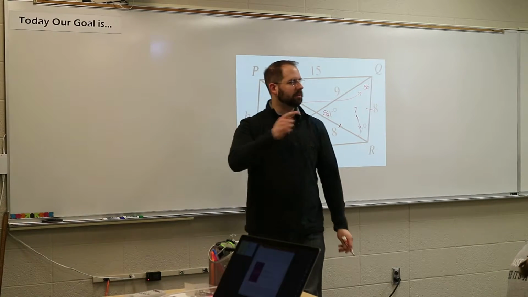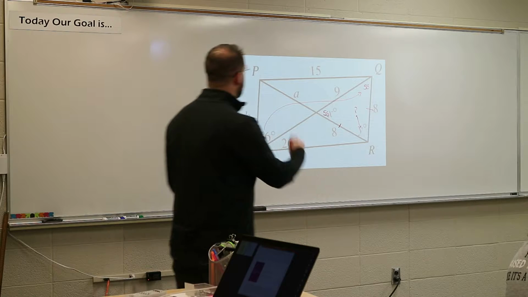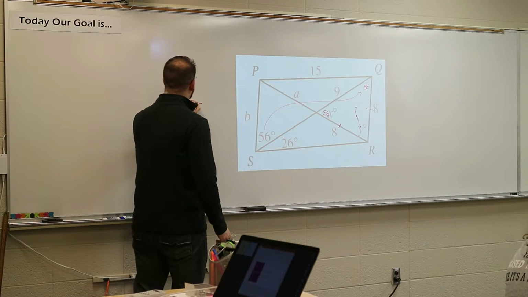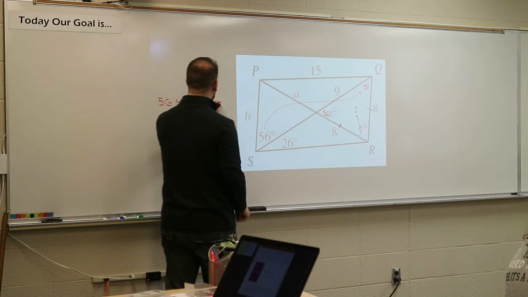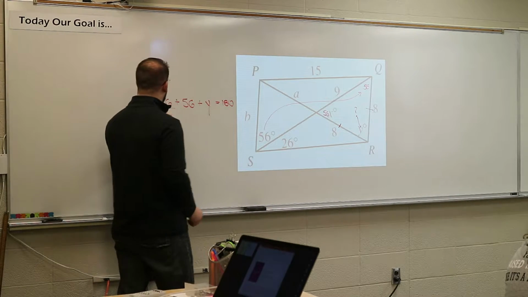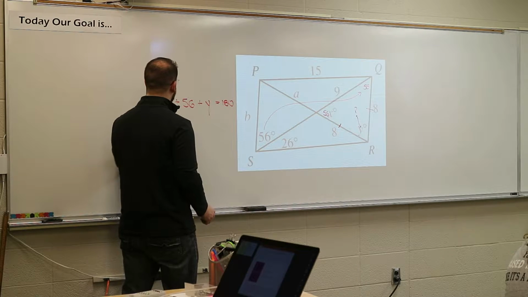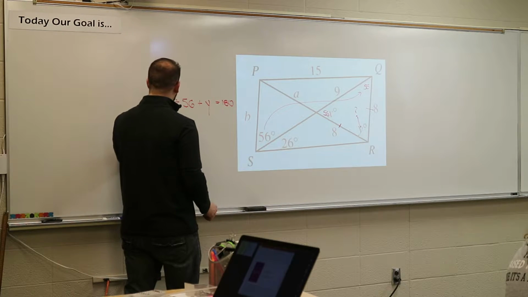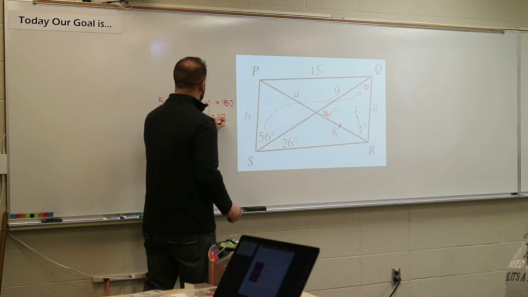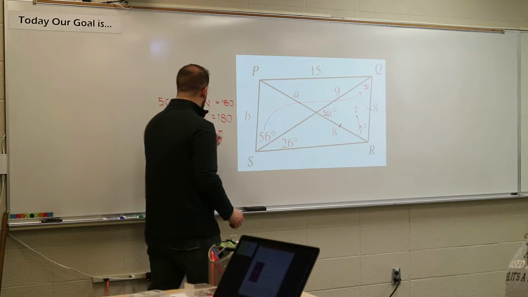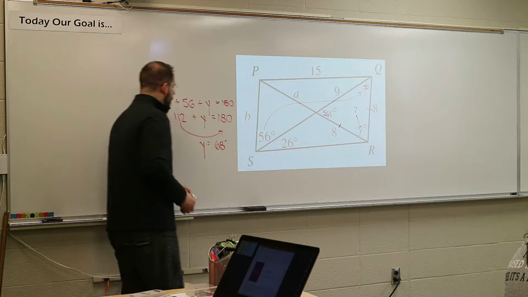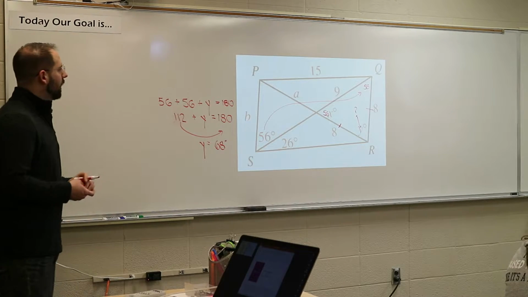What do triangles have to add up to be? 180. So you can go 56 plus 56 plus the y that's sitting in that corner, and that should make 180 degrees. These are things you'd have to do off to the side. This is 104, or geez, 112, what am I doing? So 112 plus y equals 180. You would subtract this across, and you get 68. That would be the y.